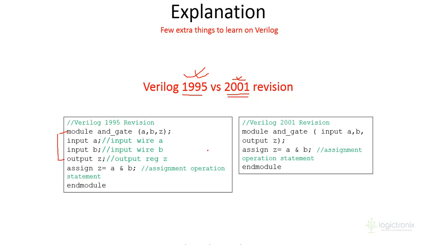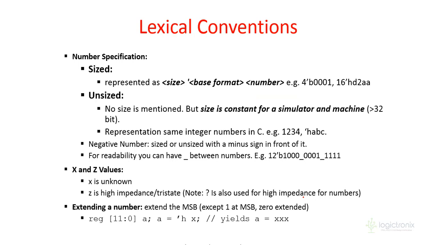So these four lines are represented by this line up to here, and the assign statement is the same, and we have the endmodule. So this is the Verilog 2001 and 95 revision. Now we have the next section, lexical conventions.